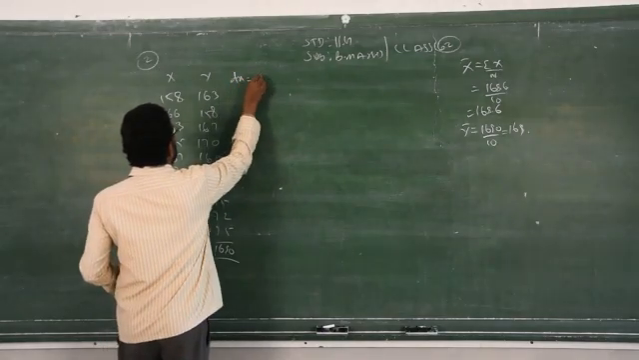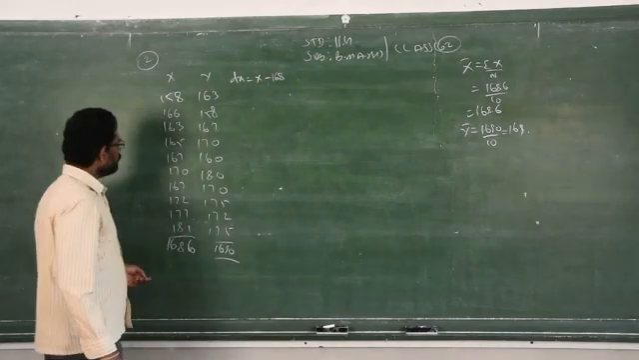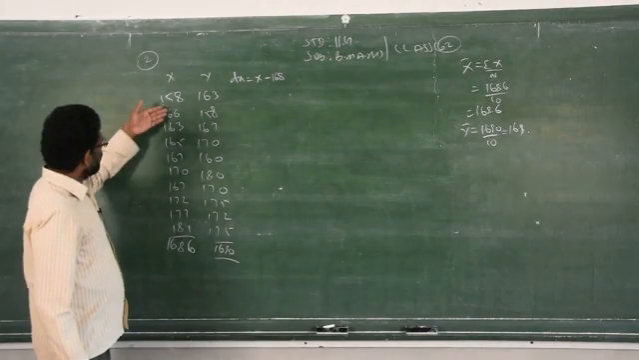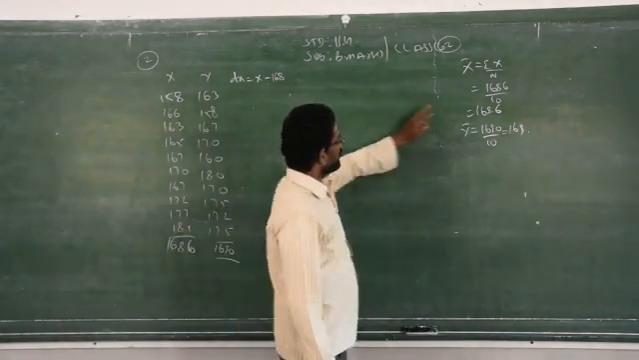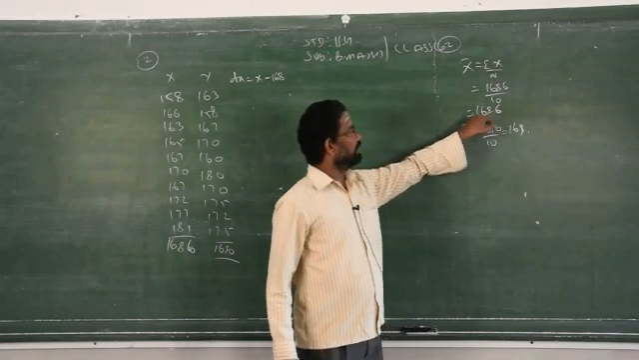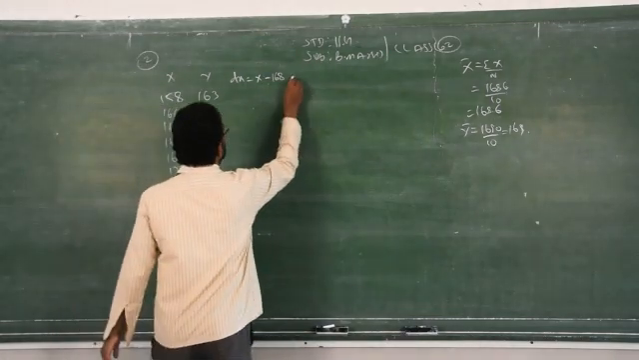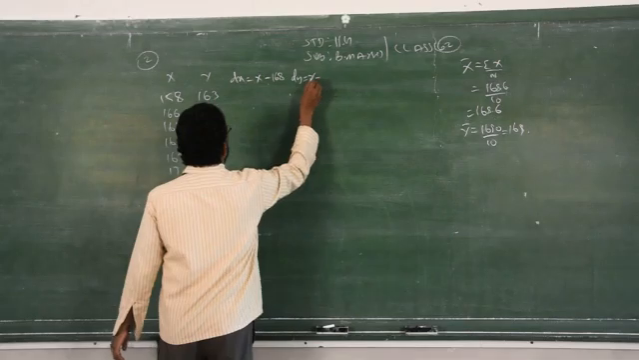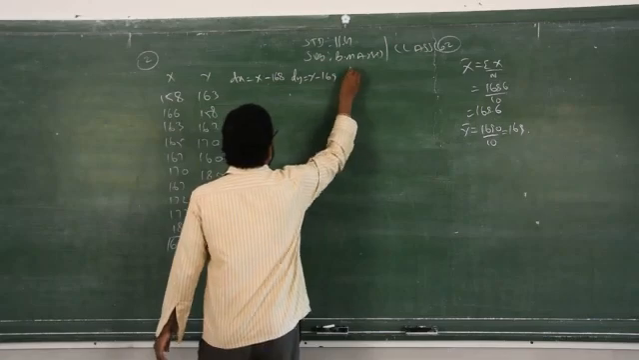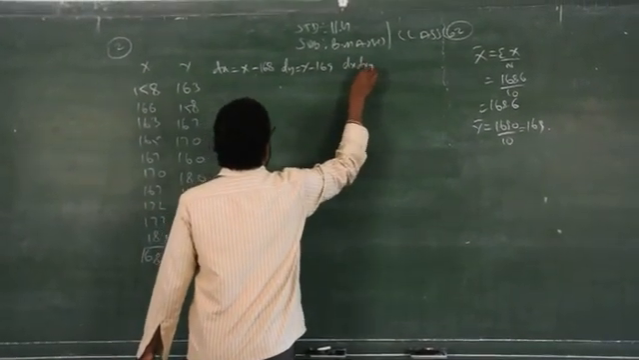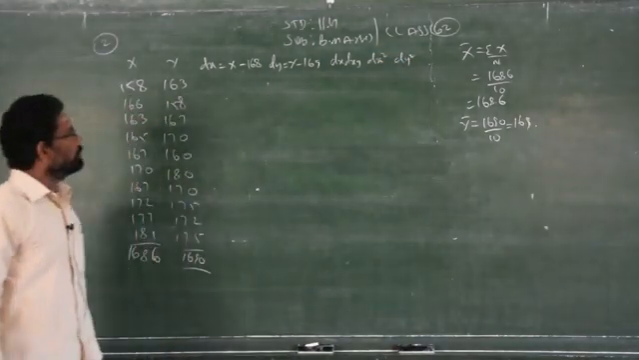So dx is x minus 168, which I take. 168 is not there under the x column, but it is very close to the remaining values because I got 168.6, so I can take the integral part alone, 168. Then similarly dy is y minus 169, which is already there as the mean. Then dx dy, dx square, dy square. So those columns you have to find out.